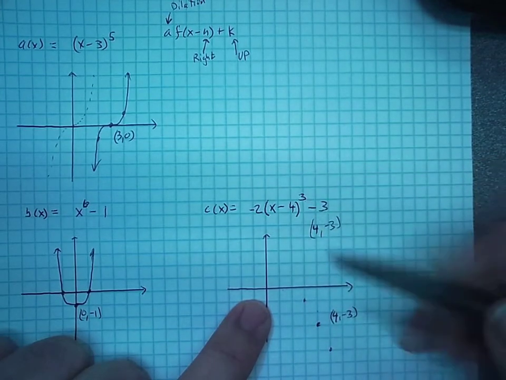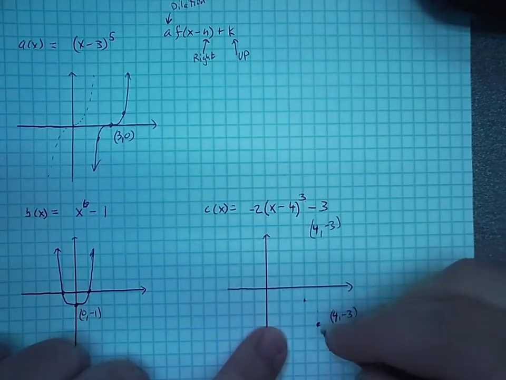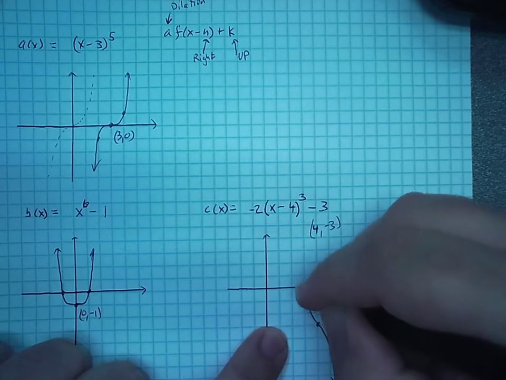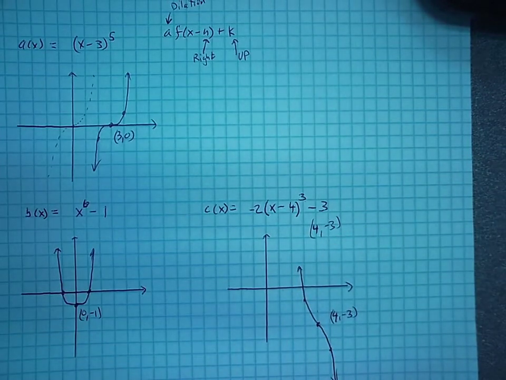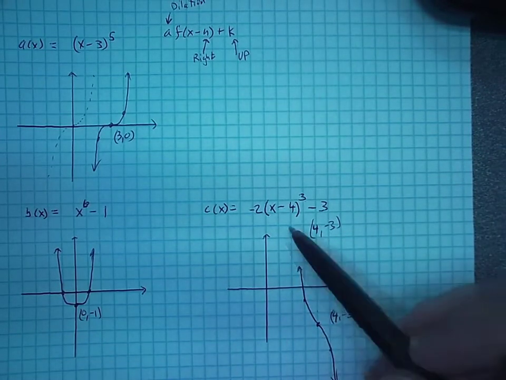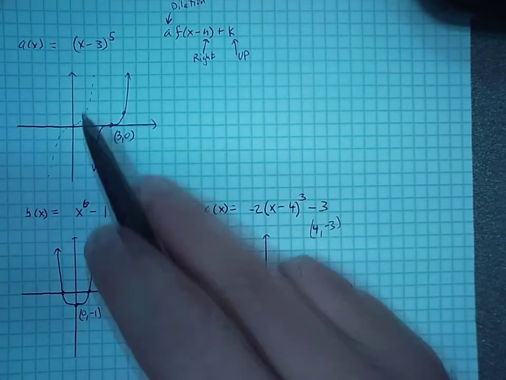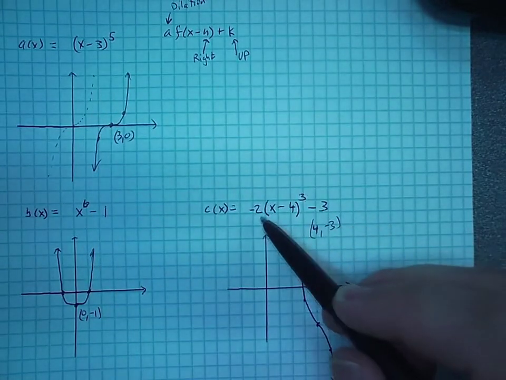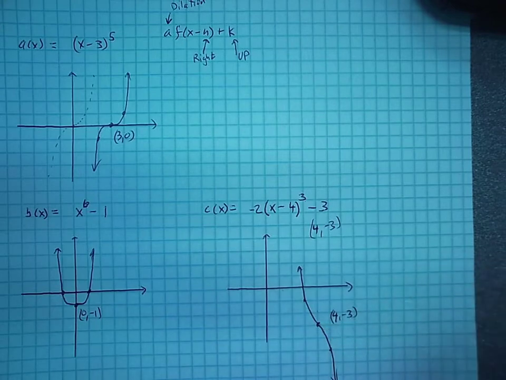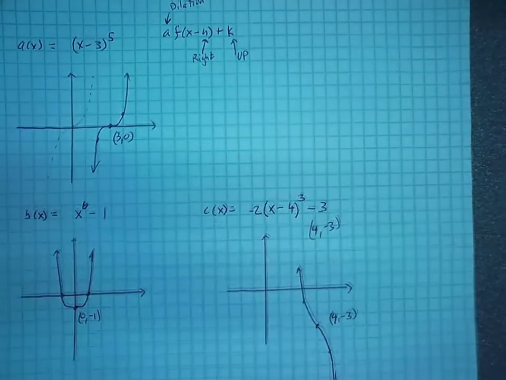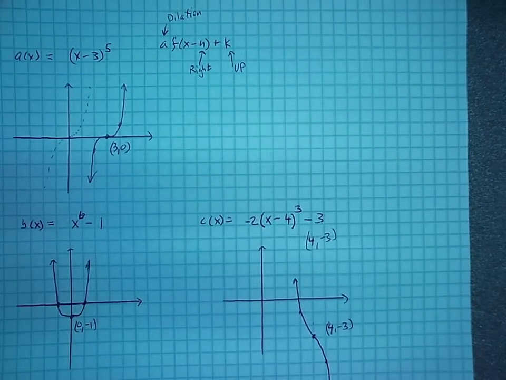Because 3 is odd, it's going to go in opposite directions. So down on the left, or sorry, down on the right, up on the left. Notice it's not nearly as flat in the middle, partly because this is 3 and not 5, but also because I multiply by 2, it's going to stretch out the middle part here. So that's transformations of monomials.